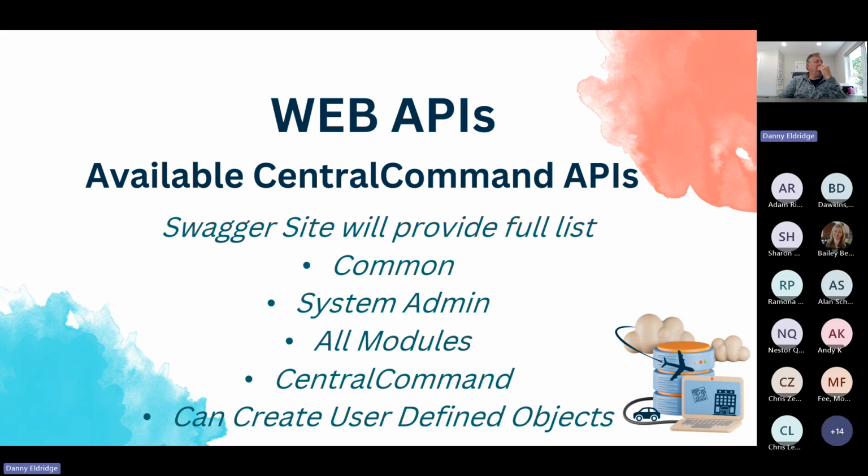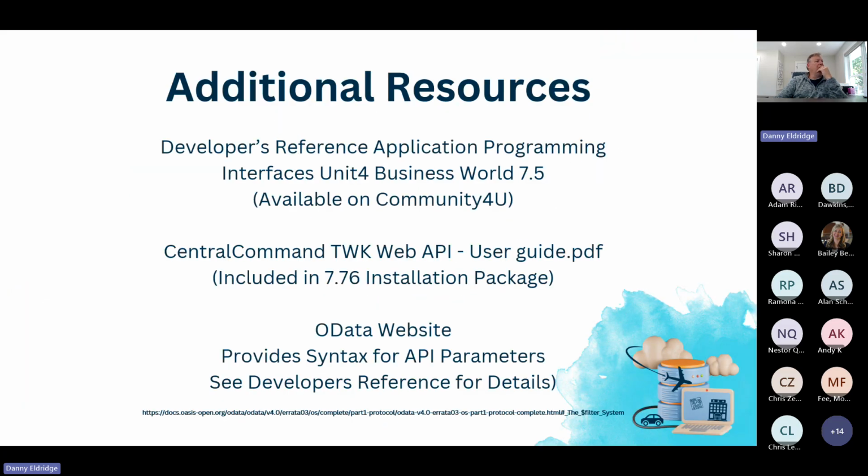Okay, we've covered the web BIs that are available. There's common, system admin, all modules, CentralCommand, and you create your own user-defined objects. All right. Additional reference resources that are available for you. You can reach out to us, or you can go to Community for You. There's a great resource called the Developers Reference Application Programming Interfaces for Unit 4 Business World 7.5, and it walks through how you use those different query parameters. If you want to use the CentralCommand TWK web API, there's a user guide PDF, and that's included in your 7.6 installation package.